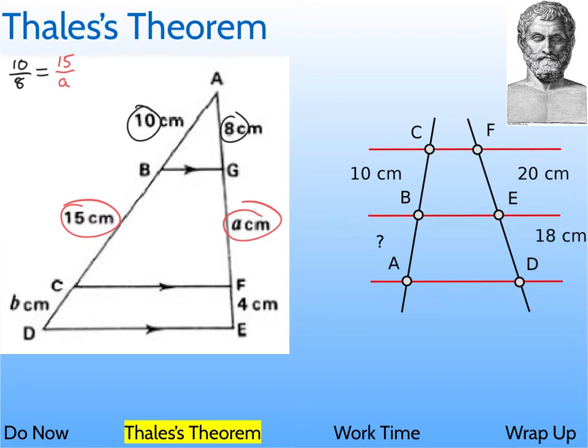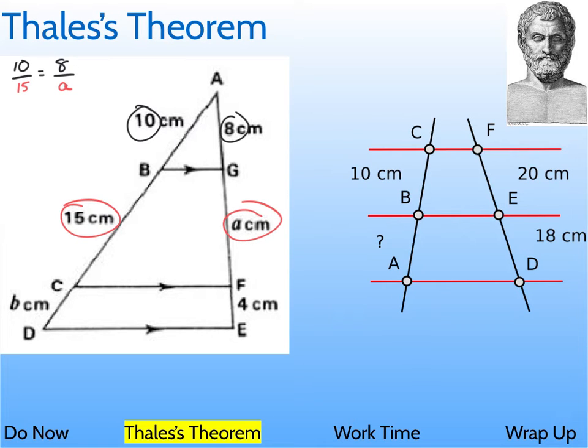Now, one way that might even make more sense to you and make it a little easier to figure out is if we do it this way. You can set it up this way too, where the corresponding sides are both on top and both on the bottom. So like 10 and 8 on top, 15 and A on the bottom. And the reason I set it up this way is, look at it, 10 over 15, 8 over A. It's visually already in the proportion anyways.